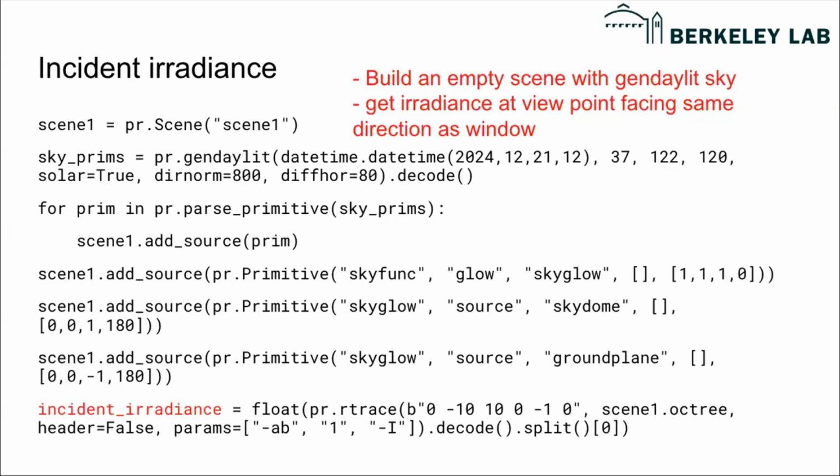So how you will get the incident irradiance is that we will just need to build an empty scene with the gendaylit sky, and then you're going to place your sensor at a viewpoint that is facing the same direction as your window. Then you will get the incident irradiance of the scene.